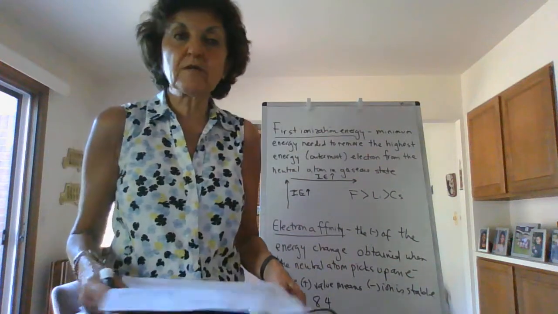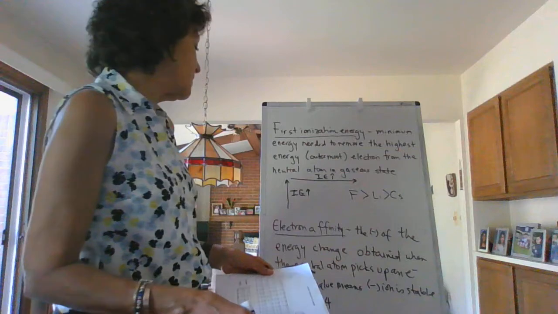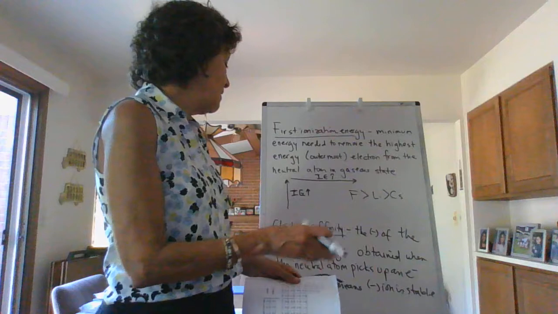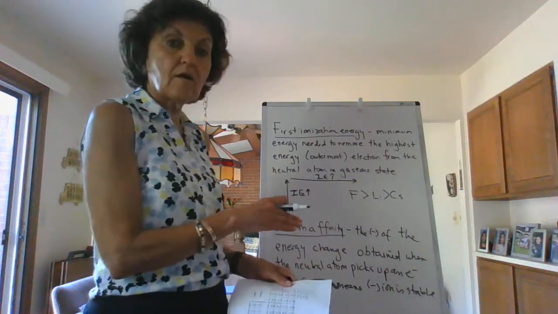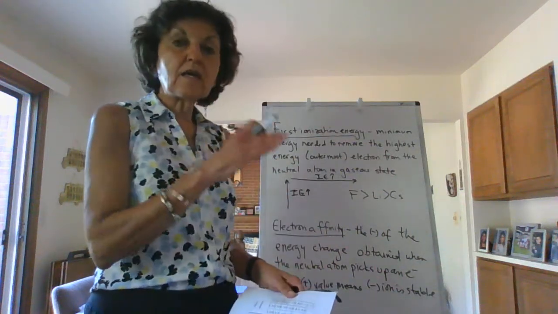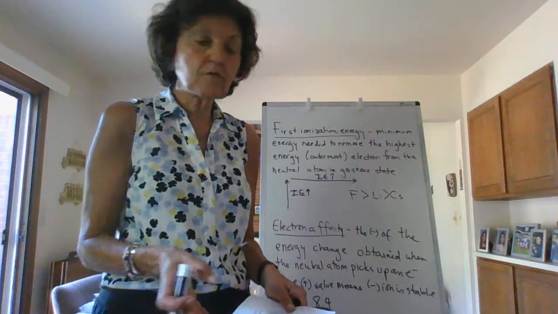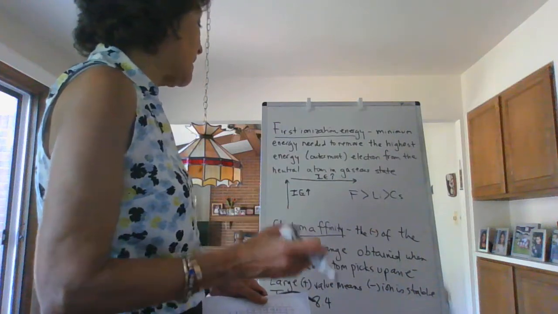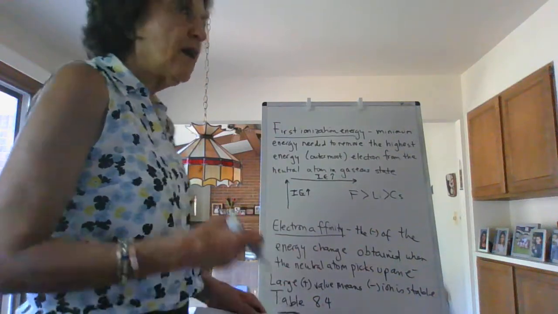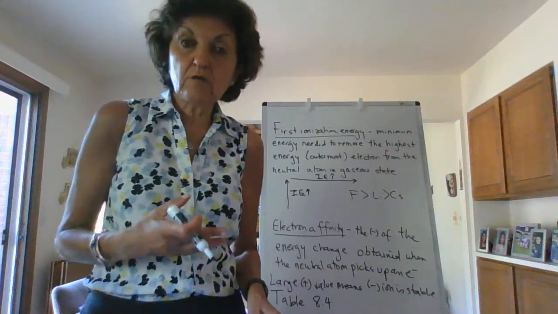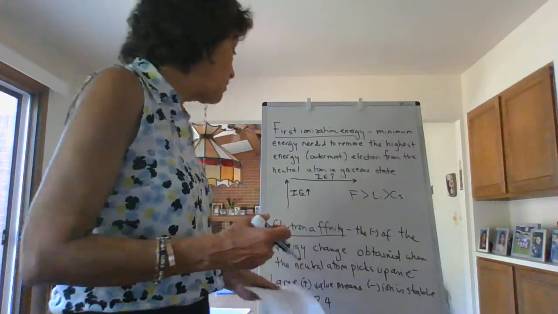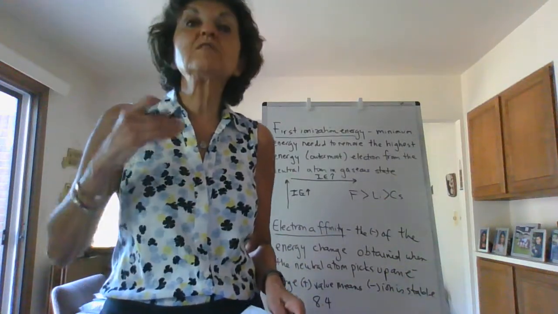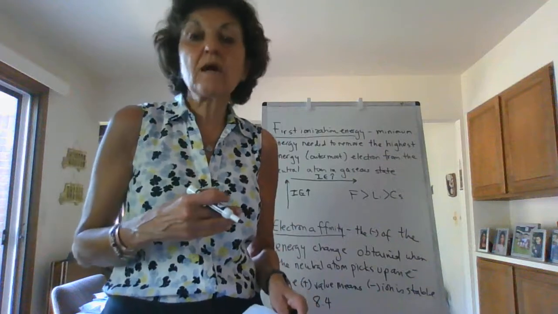What is electron affinity? Well, think of electron affinity as the negative. See, the delta H is a negative sign, but then the more something has electron affinity, it's a negative of a negative, it becomes positive. Okay, so it's the energy change obtained when the neutral atom picks up an electron. If you have a large positive value, because remember, negative of negative is positive, it means that the negative ion is very stable. That means it really has an easy time picking up an electron.